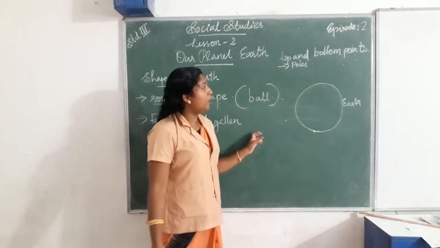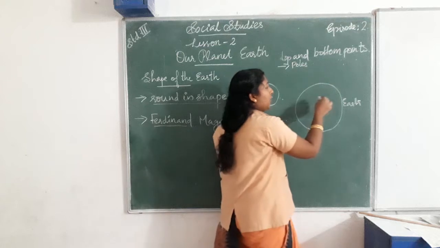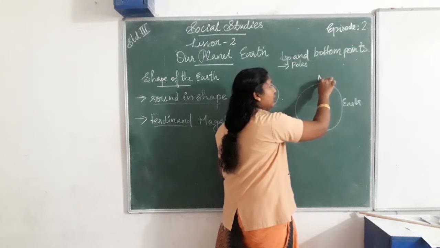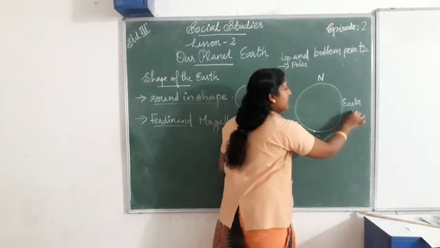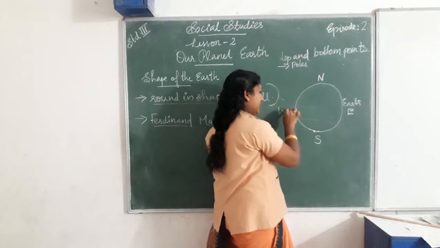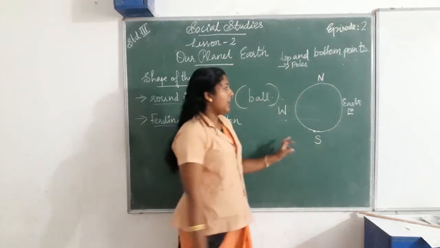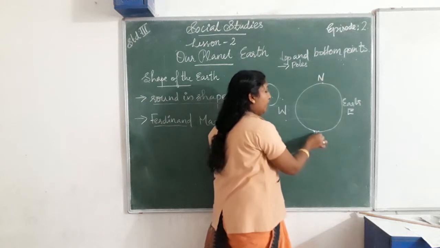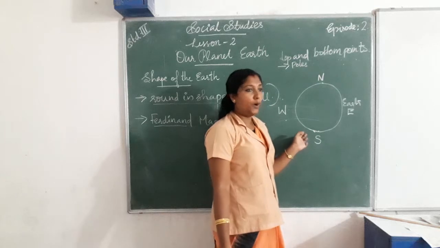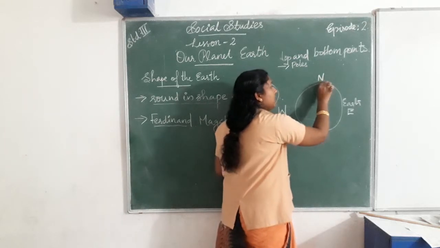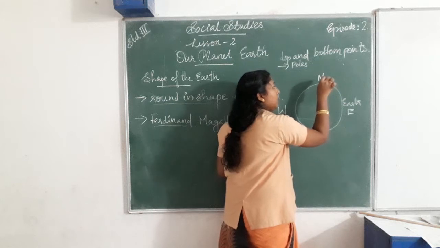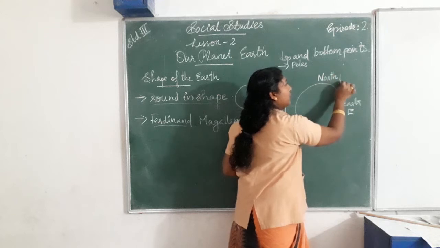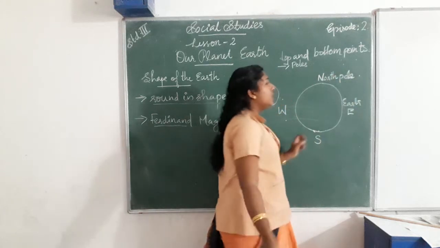Then we know that there are four directions on Earth: north, south, east and west. Here first we say that the top and the bottom points of the Earth are called poles. So this is north. The pole on this side is called the North Pole.